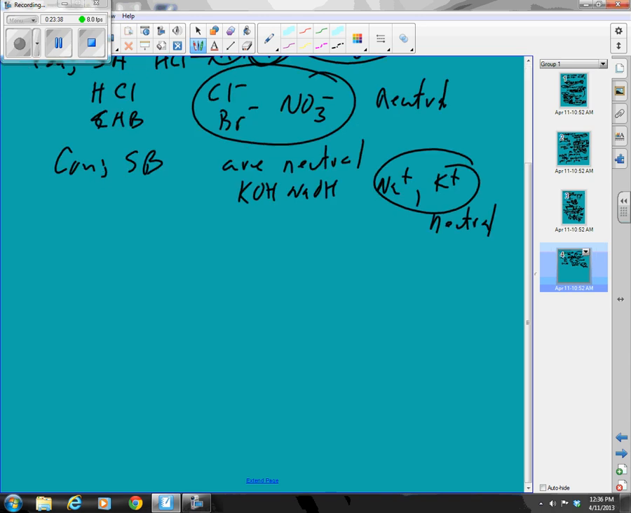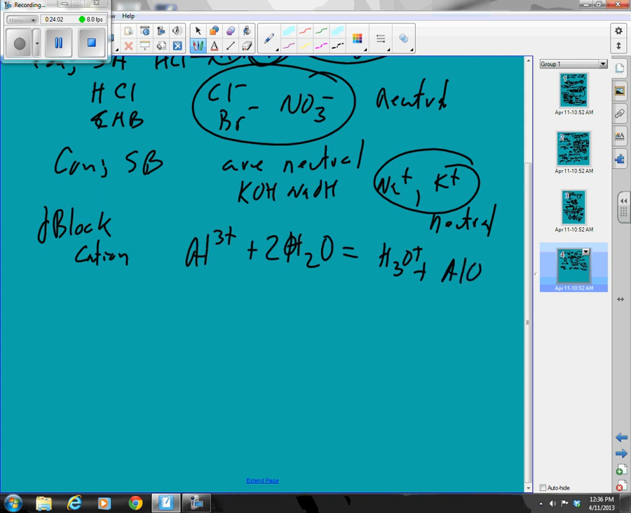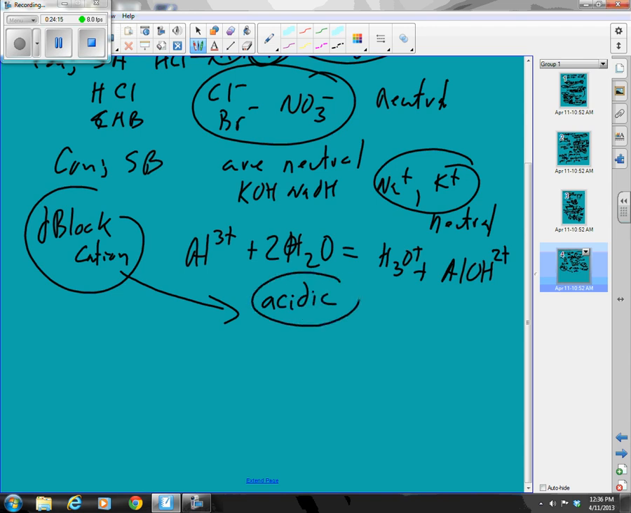What else? D block cations. They will react with water with hydroxides, and they will form hydronium plus a hydroxide. So these guys, D block and P block cations, tend to act like Lewis acids, and so when they're in salts, they are acidic. Okay?